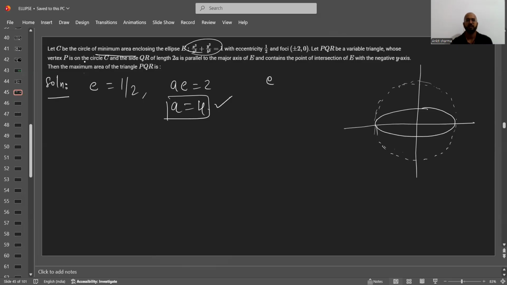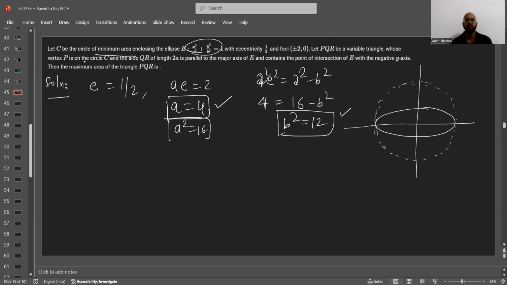And now, since A square E square is equal to A square minus B square, we know. So if I square this, I get 4 is equal to 16 minus B square. So from here, I get B square is equal to 12. And A square would be what? 16. So we get both of them. We got the ellipse, in fact. So this point would be what? 4 comma 0. Now the question would start.